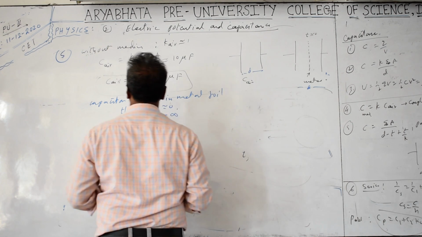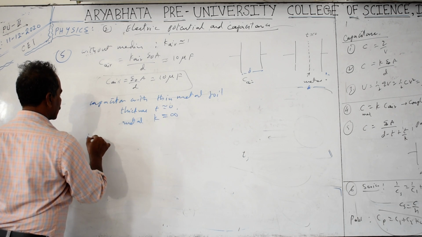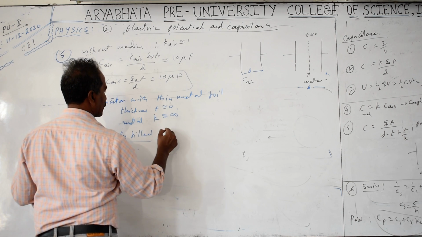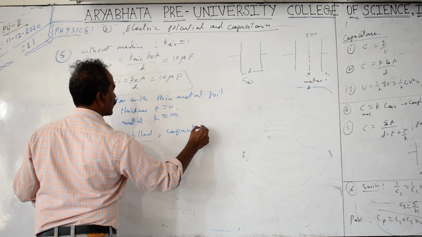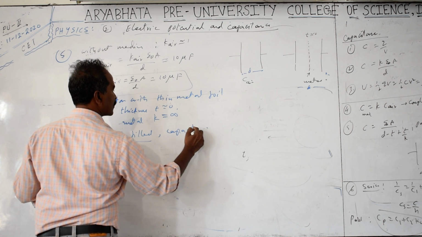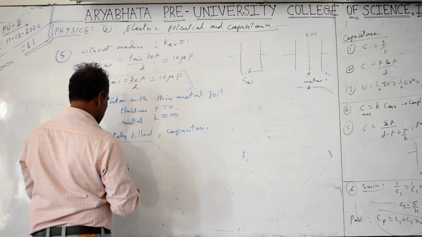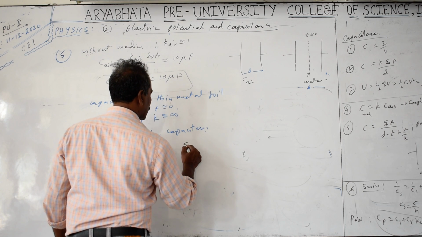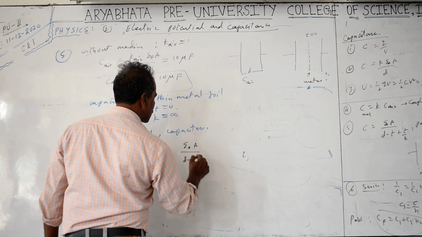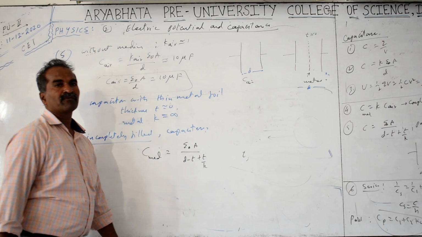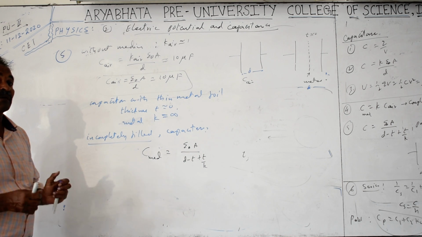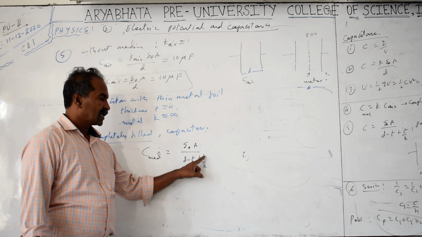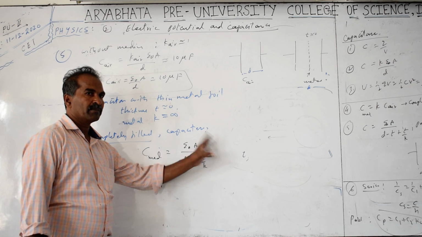For an incompletely filled capacitor, what is the formula for the capacitance? C with medium, I'm taking C equal to epsilon naught A by d minus t plus t by K. If there are multiple mediums, many mediums are there, then d minus t1 plus t2 plus t3, and t1 by K1 plus t2 by K2 and so on. We have to take whatever number is there.